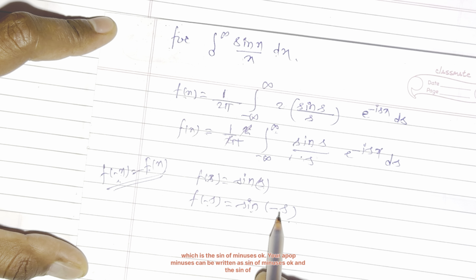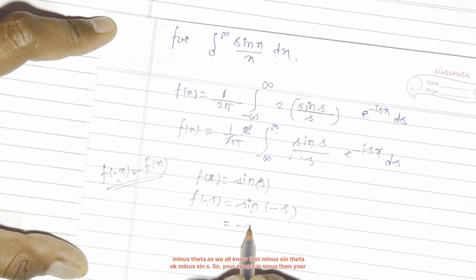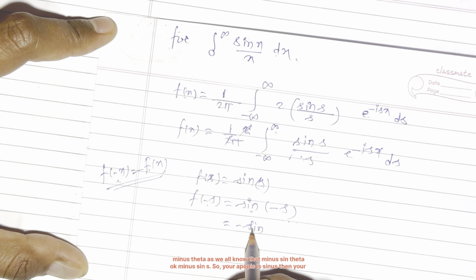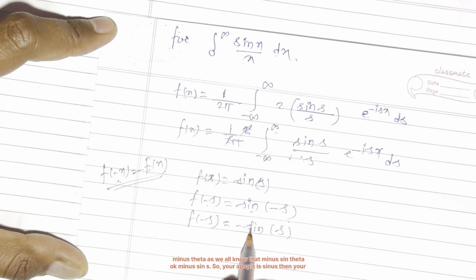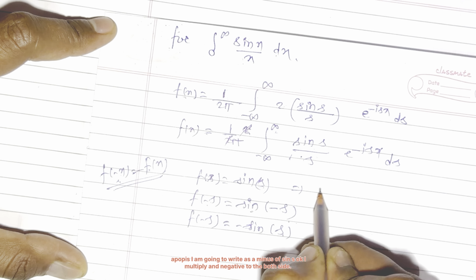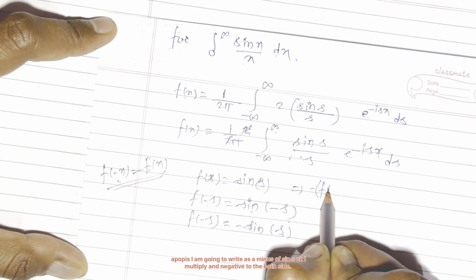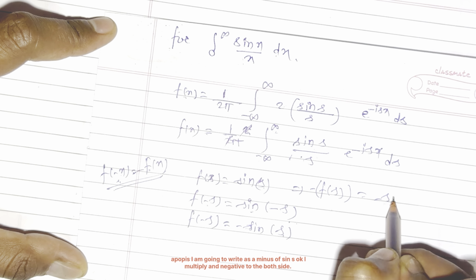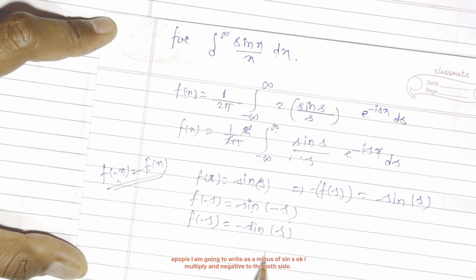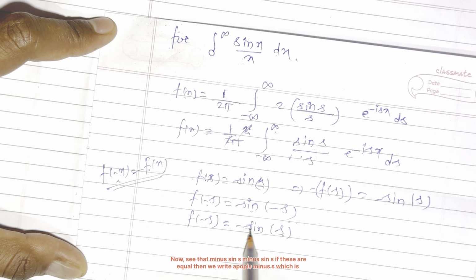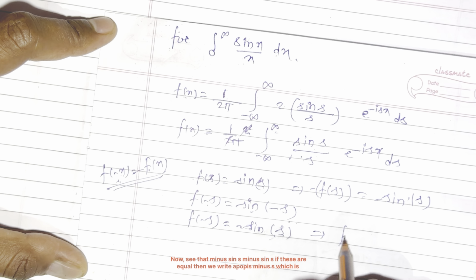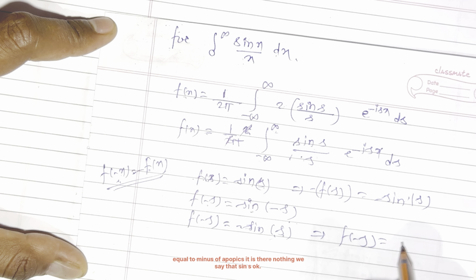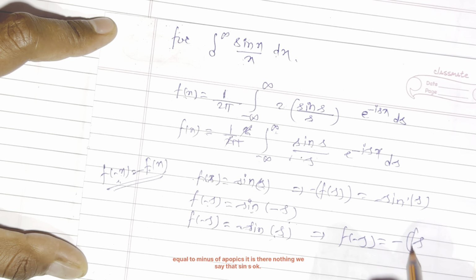Okay, and the sine of minus theta, as we all know, is minus sine theta. So f of minus s gives minus sine s. Since f of s is sine s, then minus of f of s I'm going to write as minus sine s. I multiplied by negative on both sides. Now see that minus sine s, if these are equal, then we write f of minus s is equal to minus of f of s.